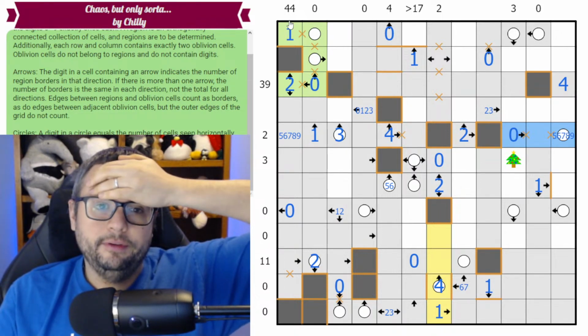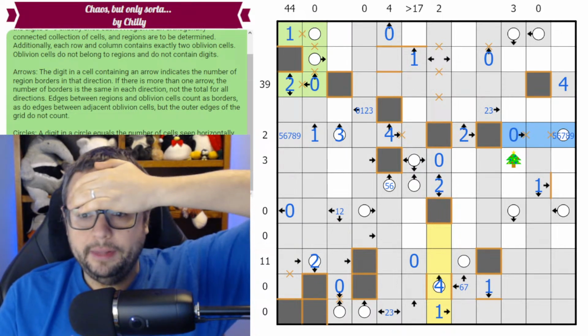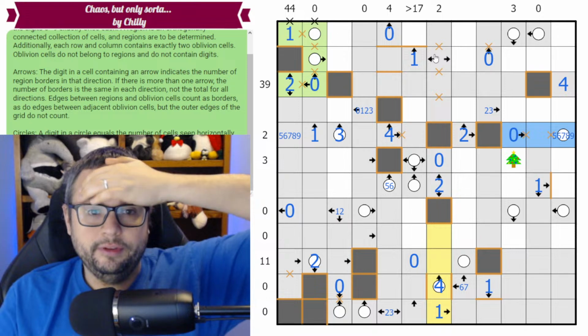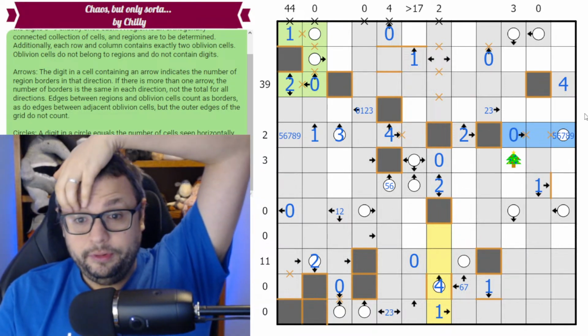I should start marking off sandwich clues that are done. That sandwich clue is done. I'm going to do this in black just to distinguish. That sandwich clue is done. That sandwich clue is done. That sandwich clue is done. That sandwich clue is done. That sandwich clue is done.